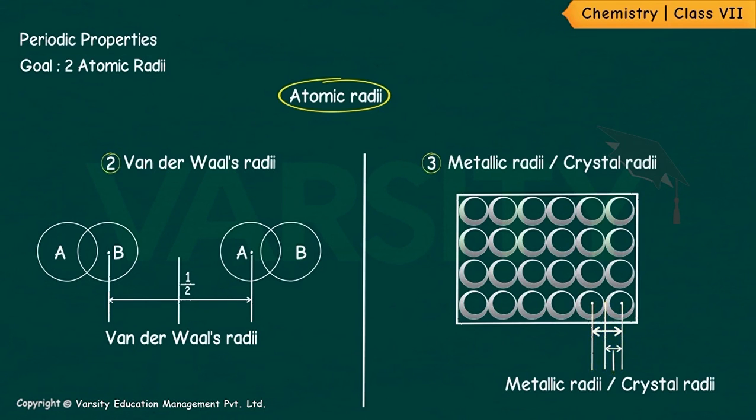In this way, we understand that atomic radii is nothing but the distance between the center of the nucleus and the valence electrons. We also saw the various types of atomic radii, which are covalent radii, van der Waals radii, and metallic radii or crystal radii. In goal number 3, we will see what happens to the atomic radii when we move across a period or down the group.